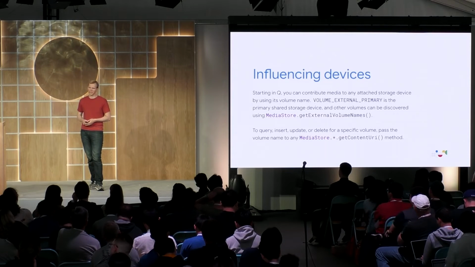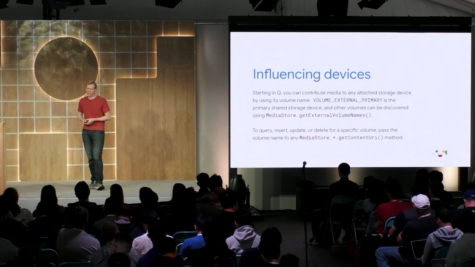You can also call a new API, getExternalVolumeNames. And this will enumerate all of the possible storage locations that are available for your application to use. Once you've selected one of those volume names, it's easy to start working with that collection using the various getContentUri methods that you'll find across the collections in Media Store. So if we discover a secondary storage device, we can pass that as the argument to getContentUri, for example, for the images collection. That will allow us to work with images that are present on that secondary storage device, such as an SD card.